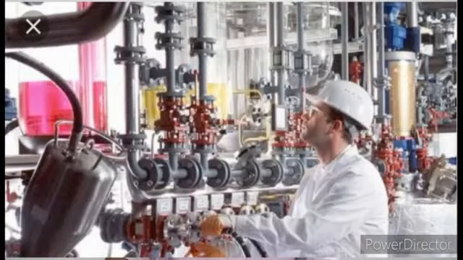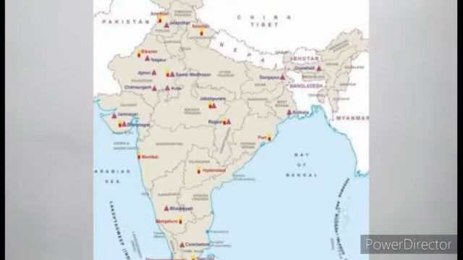Inorganic chemicals include sulfuric acid, nitric acid, alkali, soda ash and caustic soda. These industries are widely spread over the country.